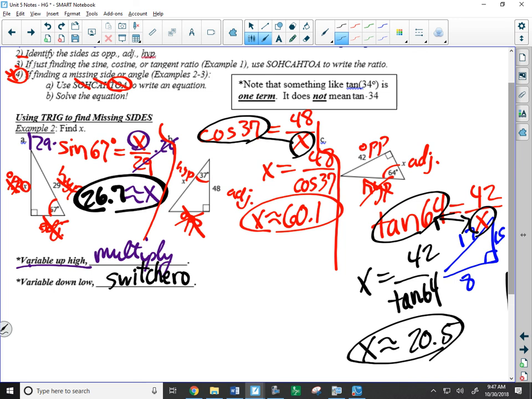And I wanted to say this, if you forget the variable down low switcheroo thing, it's really cross multiplying that is why it works. You could put this one over 1, cross multiply, and divide. So if you forget what the method is, cross multiply and divide. That's the method. Okay, good. 10 minutes to work. Anything I can answer?